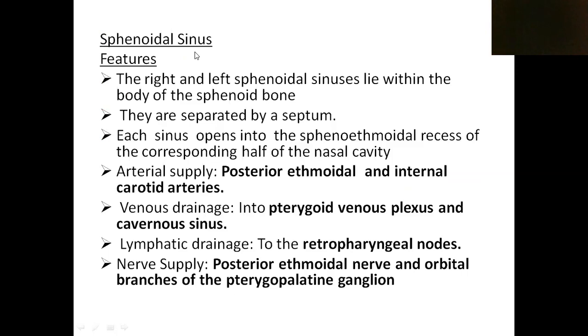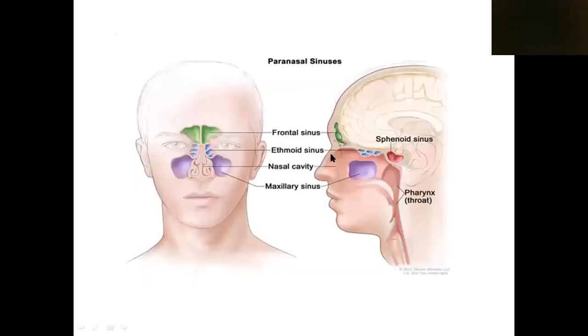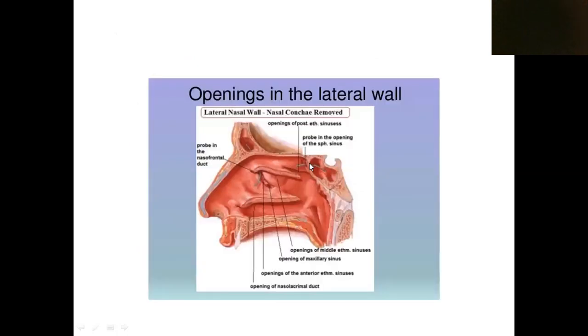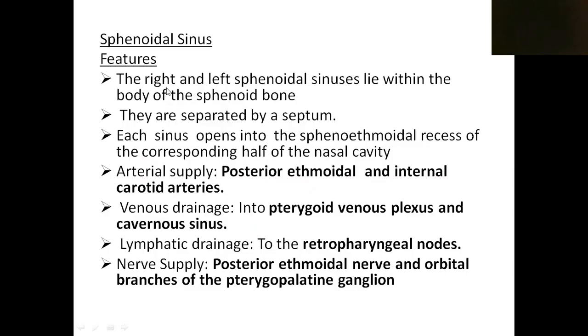Now, the sphenoidal air sinus. The sphenoidal air sinus is a sinus seen inside the body of the sphenoid bone. See here, inside the body of the sphenoid, we can see a sinus. So this is the sphenoidal air sinus, which opens into the spheno-ethmoidal recess, which I told you is a space seen above the superior concha. This area is the spheno-ethmoidal recess.